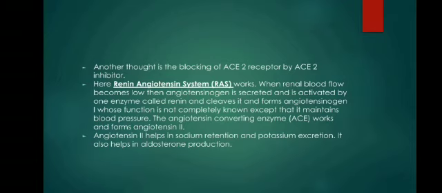When renal blood flow becomes low, angiotensinogen is secreted and activated by an enzyme called renin, which cleaves it and forms angiotensin 1, whose function is not completely known, except that it maintains blood pressure.